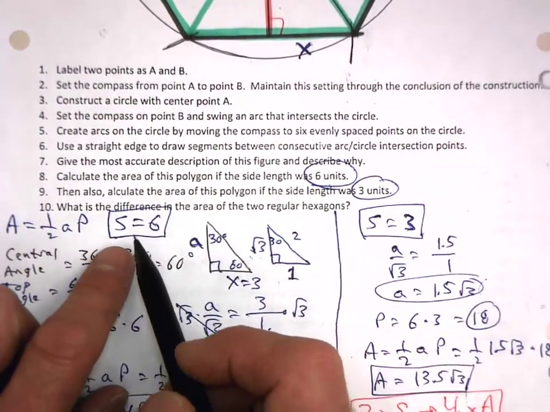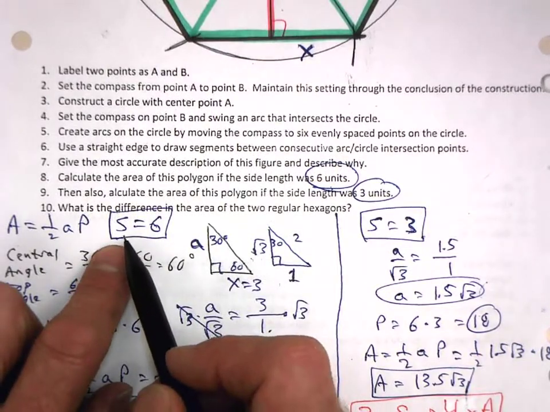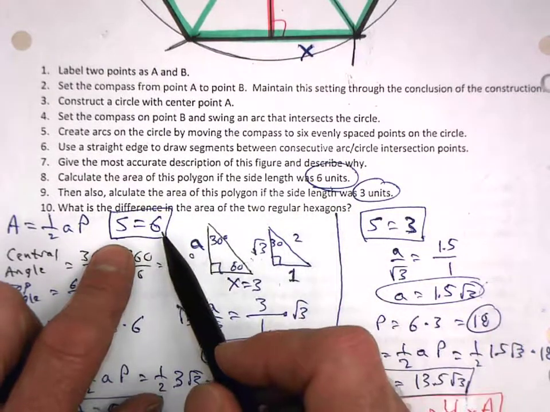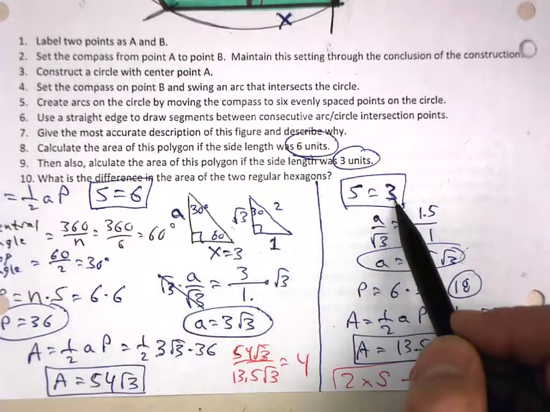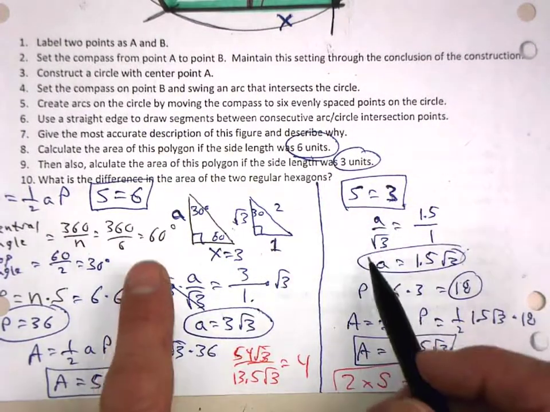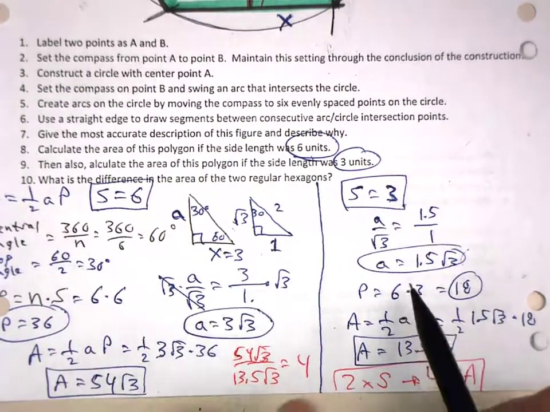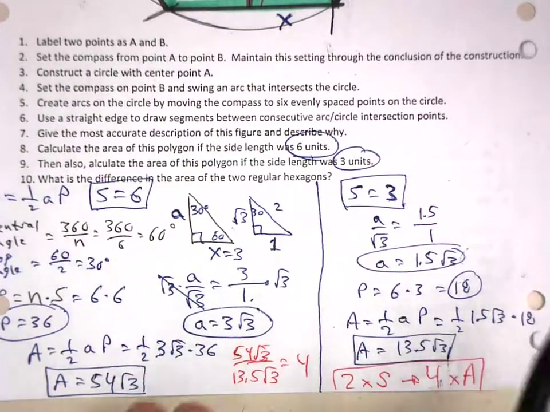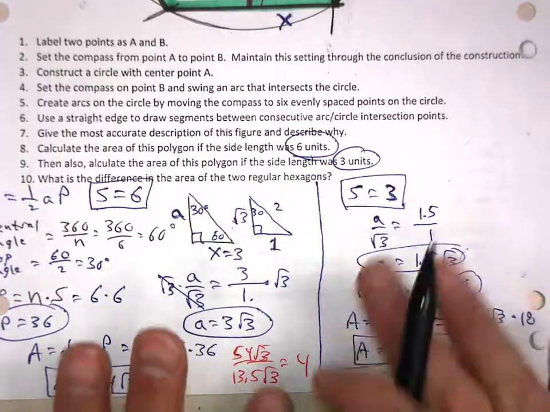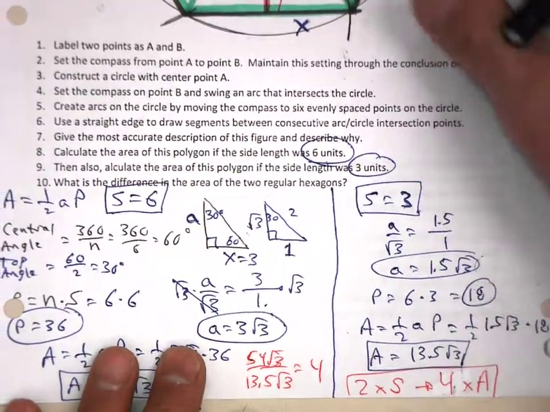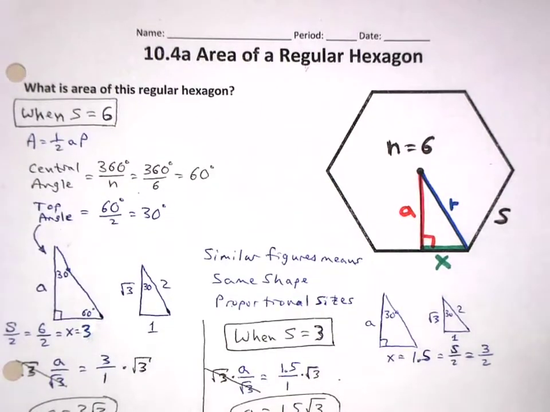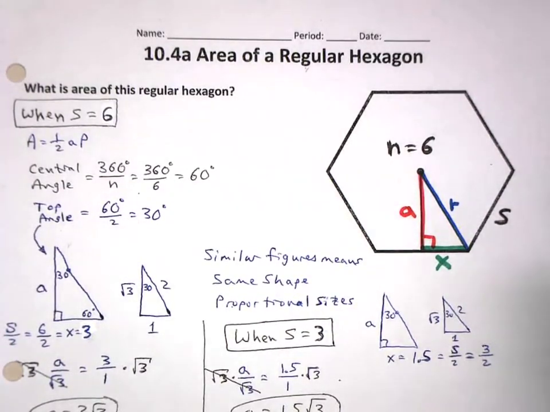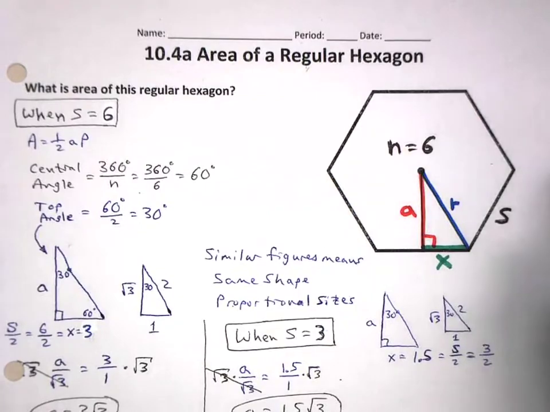We did it first of all with a side length of 6 units, and then we also did it with a side length of 3 units. And I went very quickly through that. There will be a question on the test that is similar to this, and so I wanted to slow down and make sure that you got a clear description of how to do this.